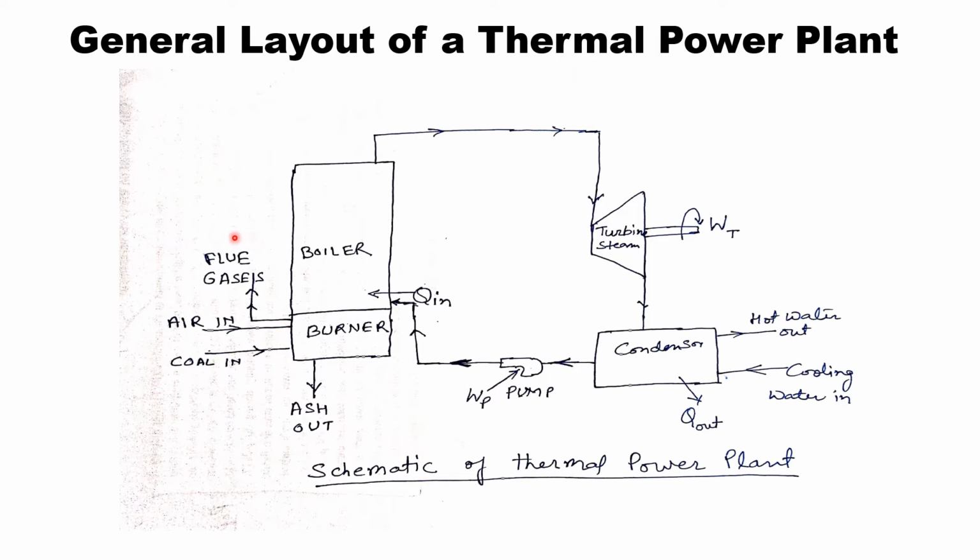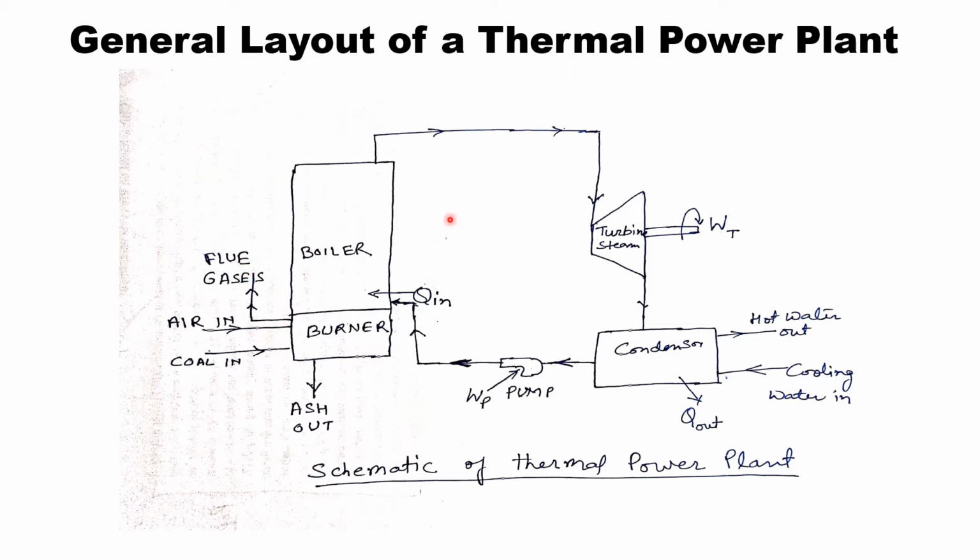Second, as I stated that air is required for any combustion process, so this is air and flue gas circuit. Here air goes inside the burner and after the combustion the hot flue gases at high temperature and high pressure are then sent to the chimney. So this is our air and flue gas circuit.